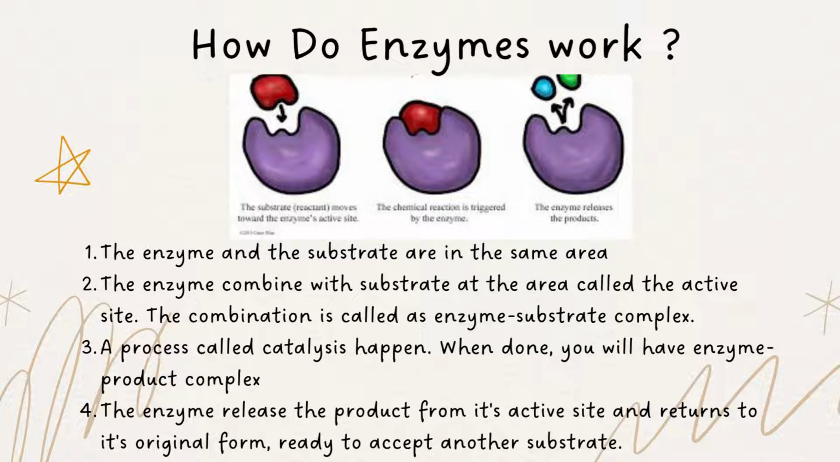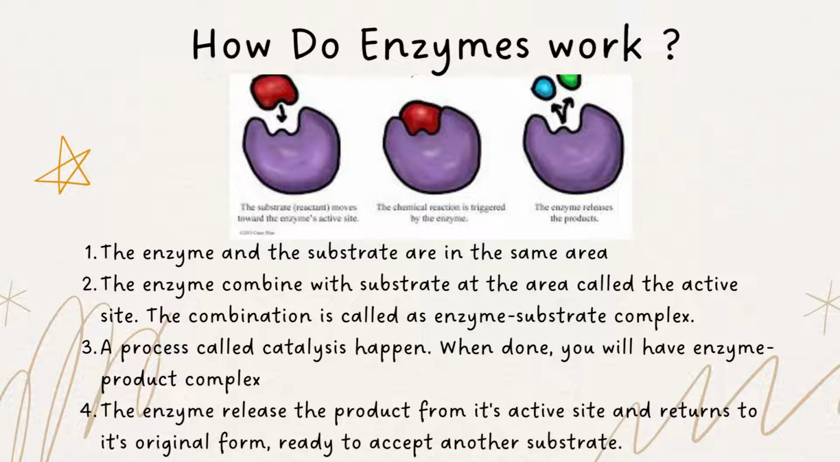Second, the enzyme grabs onto the substrate at a special area called the active site. The combination is called the enzyme-substrate complex. Enzymes are very specific and do not grab onto any molecule. The active site is specially shaped area of the enzyme that fits around the substrate.